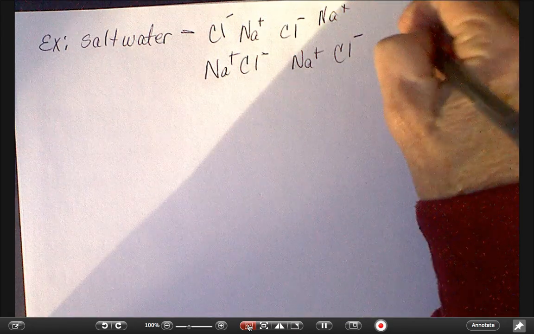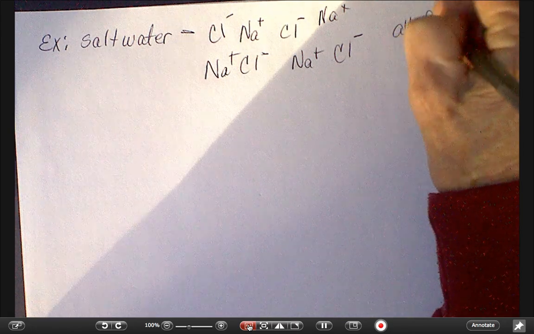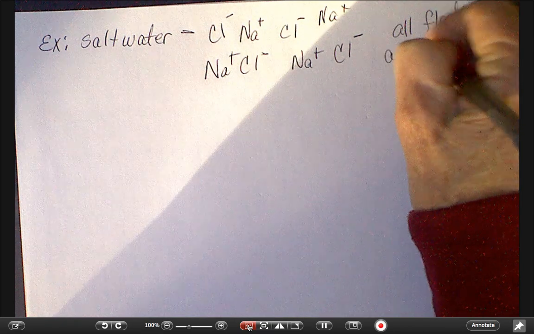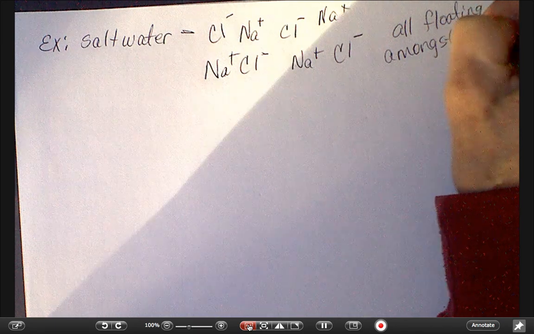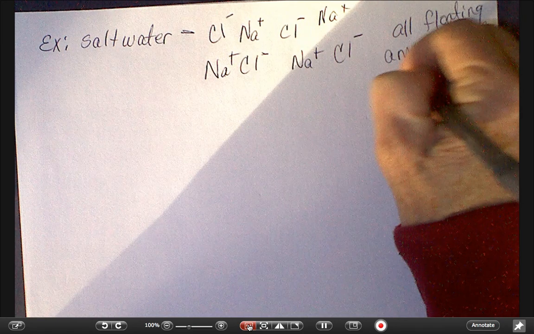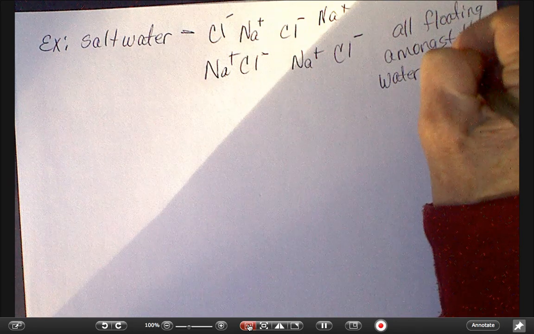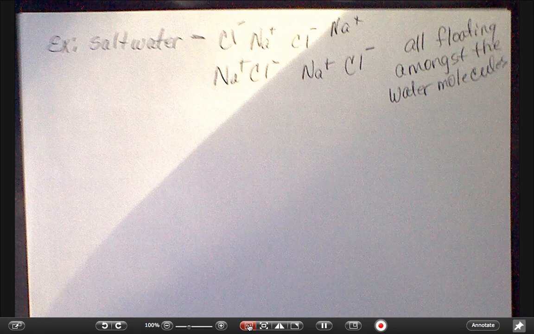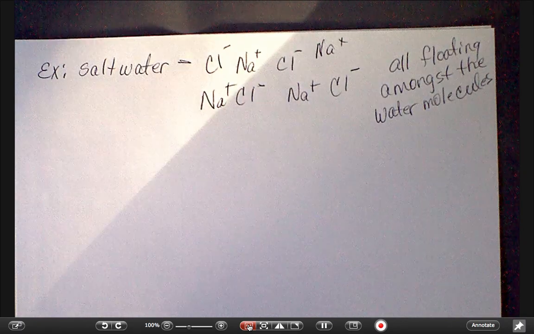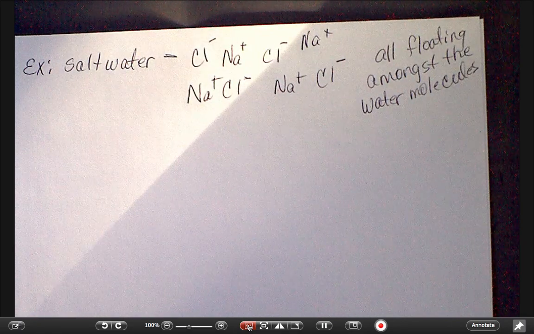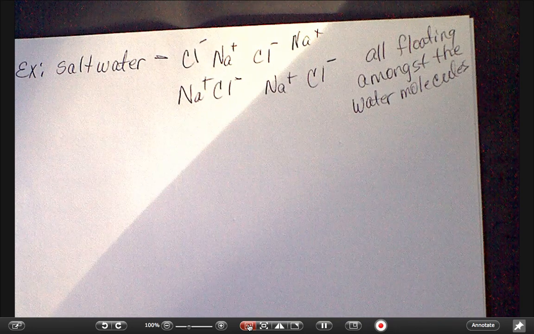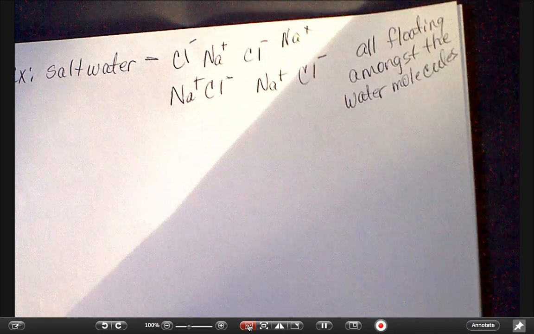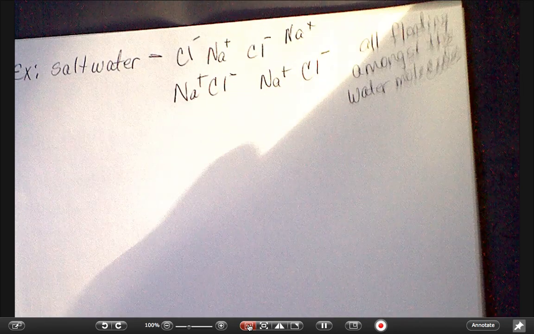And they're all floating amongst the what? Amongst the water molecules. Okay? Now remember, we're on the atomic scale here. Everybody with me? So none of this you can see, but it's going on, right? So what you can see is the effects of it.